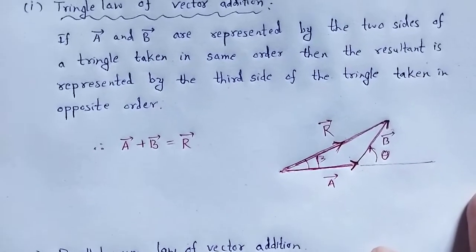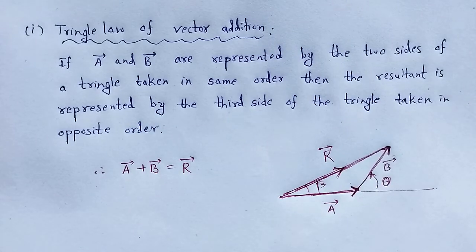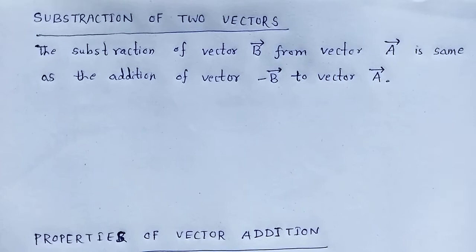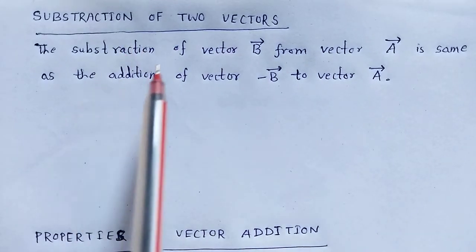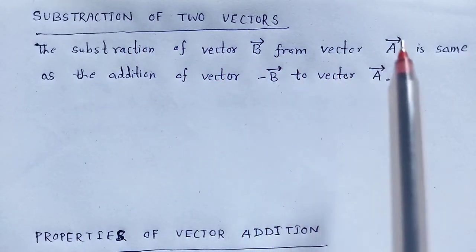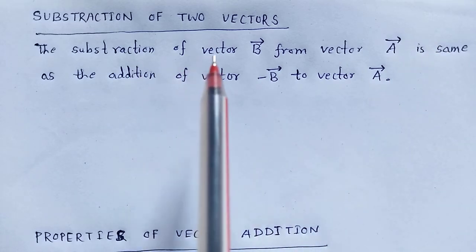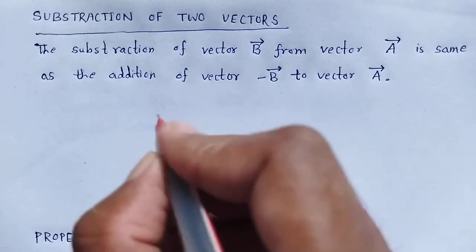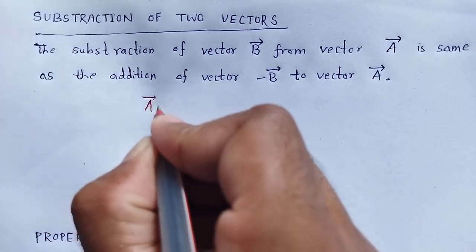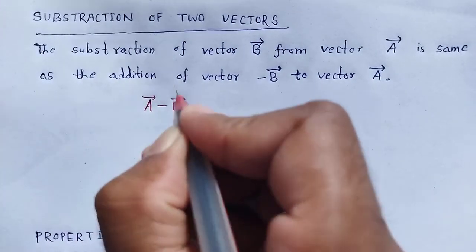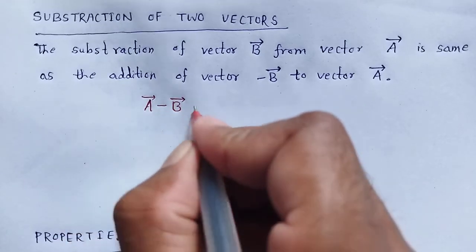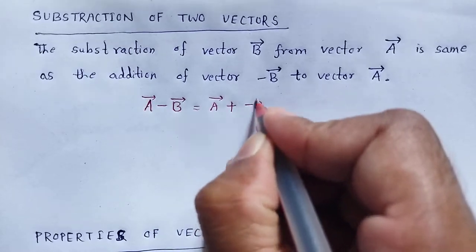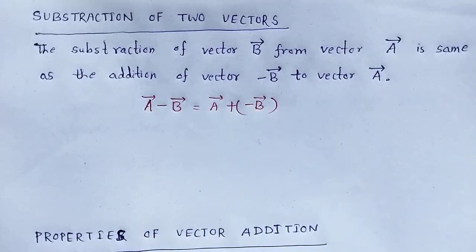Let us discuss the subtraction of two vectors. How do we subtract two vectors? The subtraction of vector B from vector A is the same as the addition of vector minus B to vector A. That means the subtraction of B vector from A vector is nothing but the addition of the negative of B vector to A vector.